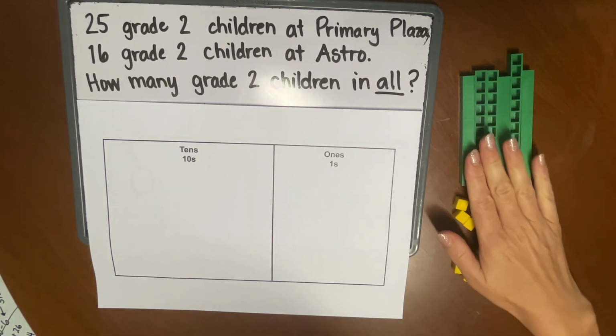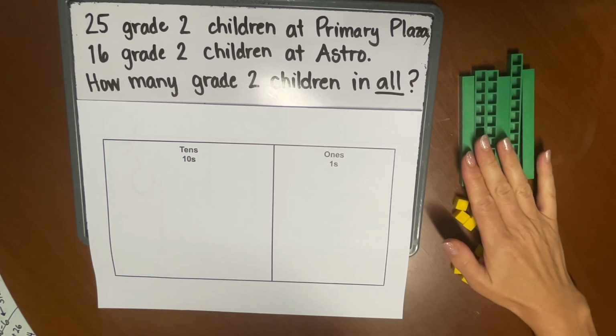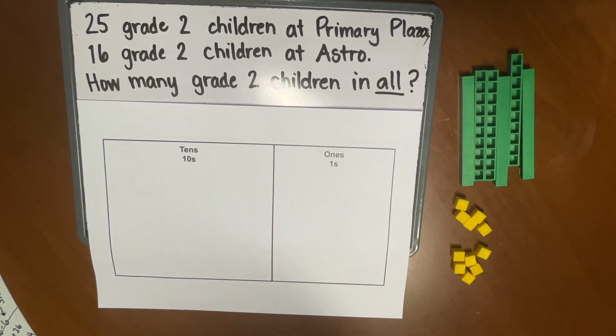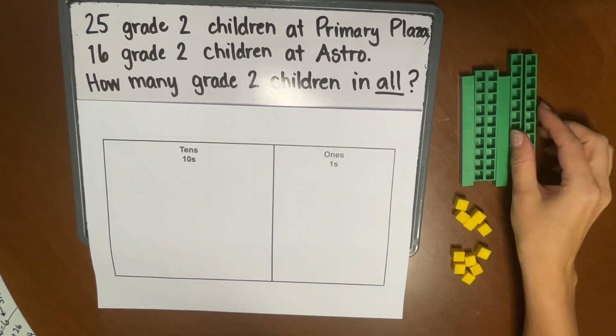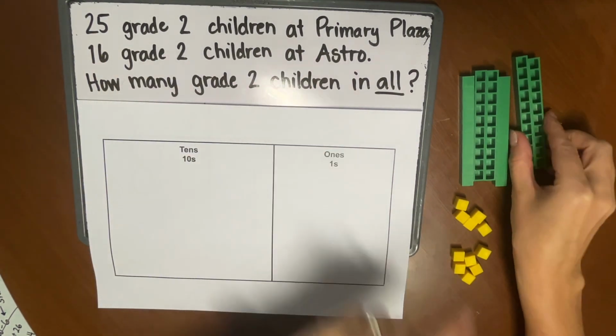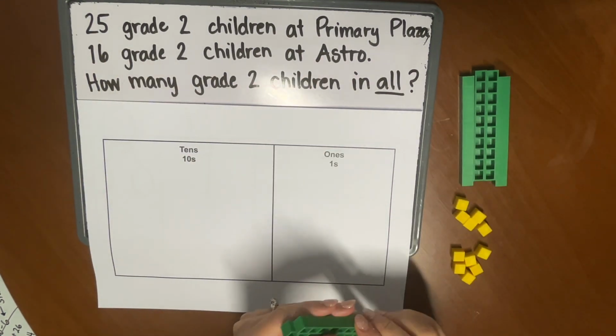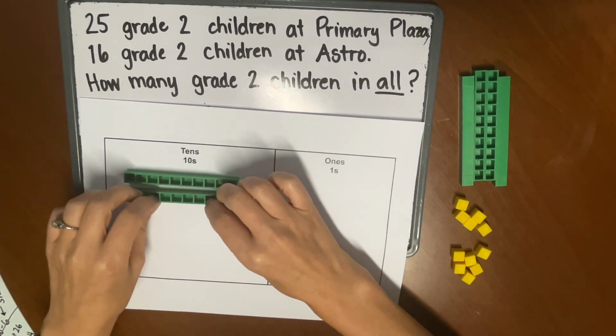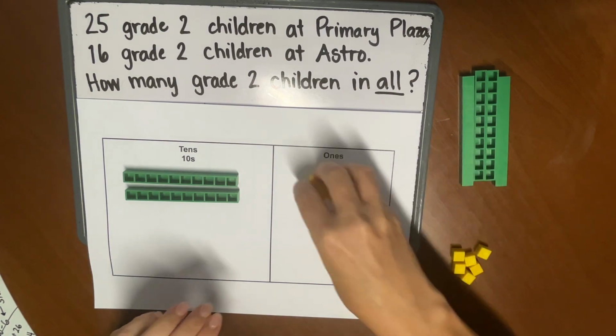So let's use our base 10 blocks next to build this problem with our place value chart. Pause the video and give it a go. Let's build the problem. We know that first Miss Bishop saw children in the primary plaza. She saw 25 children in the plaza.